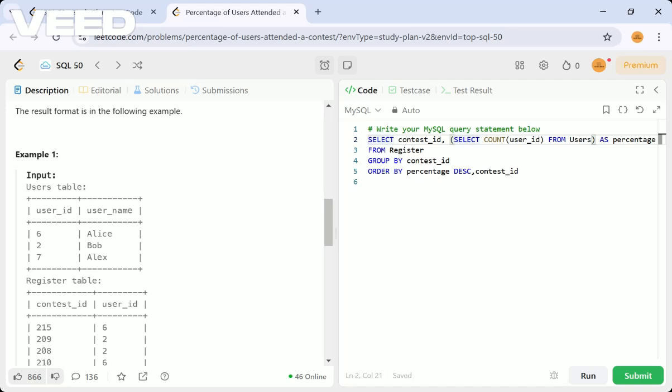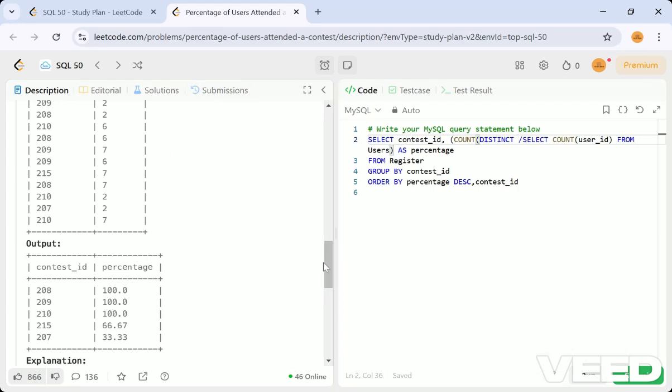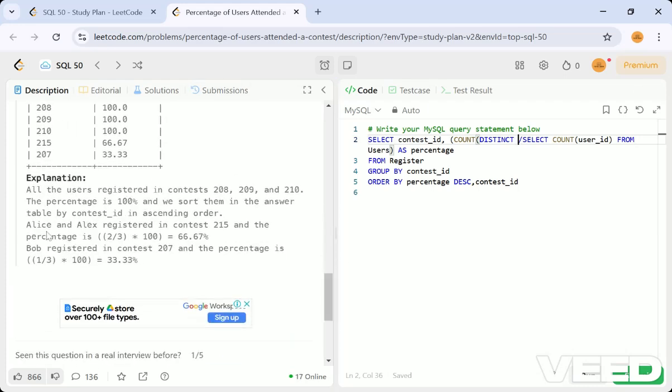So this will be used for dividing purpose. On the top, what we have is we have to get the count of distinct users who have registered in the contest, right? Distinct users here, what we have is Elise, Bob, and those. So distinct users for that particular contest, right? Elise and X are for that 215 contest. So those two items we have to get, how many users have registered for that particular contest.